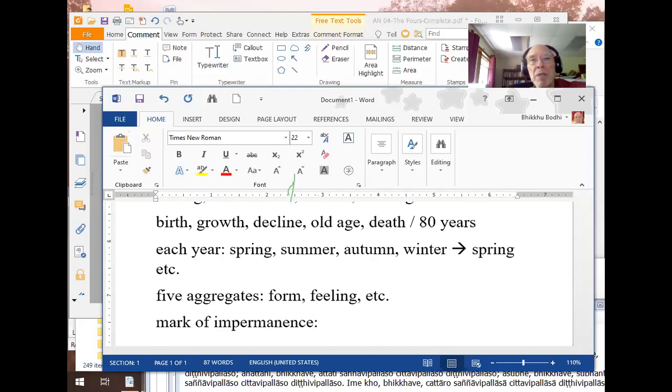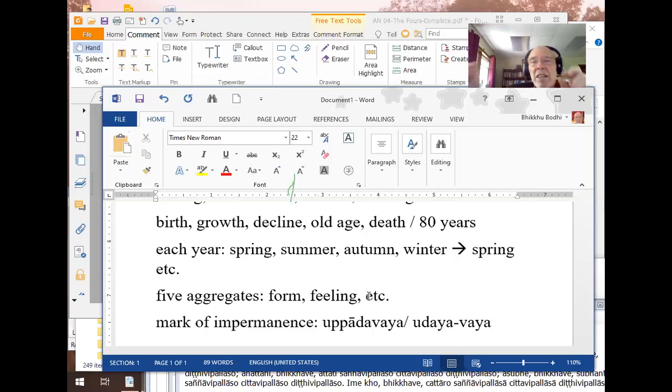What is the mark of impermanence? According to works like the Visuddhimagga or the Pali commentaries, it's being subject to arising and passing away. Uppada vaya, or udaya vaya, arising and passing. So each of these 5 aggregates, form, feeling, perception, the volitional activities, consciousness, it has an arising.